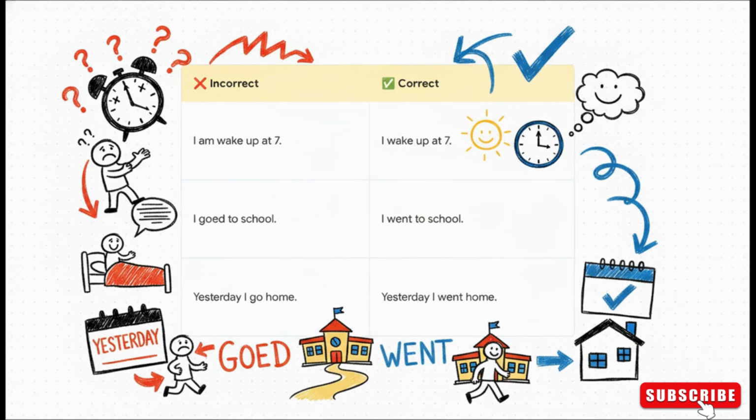Another major hurdle, irregular verbs in the past tense. People so often try to force an ed onto everything, saying things like, I goed to school. But go is irregular, so the correct form is, I went to school. And similarly, if you anchor your sentence with a time expression like yesterday, you have to commit to the past tense. It's not, yesterday I go home, it's yesterday I went home.